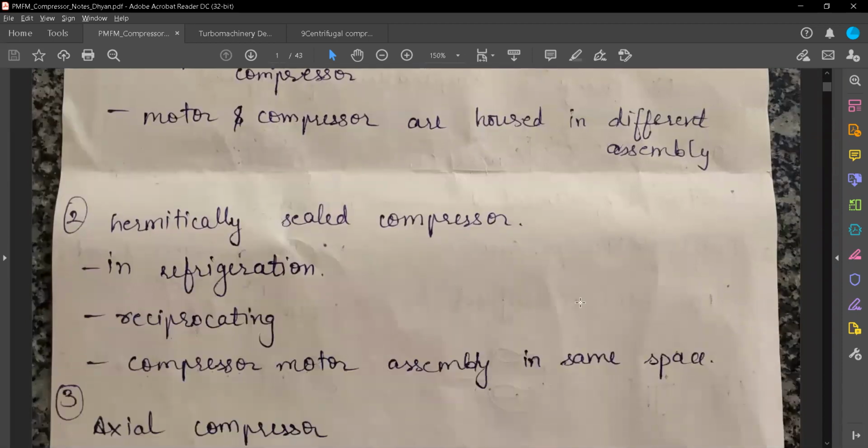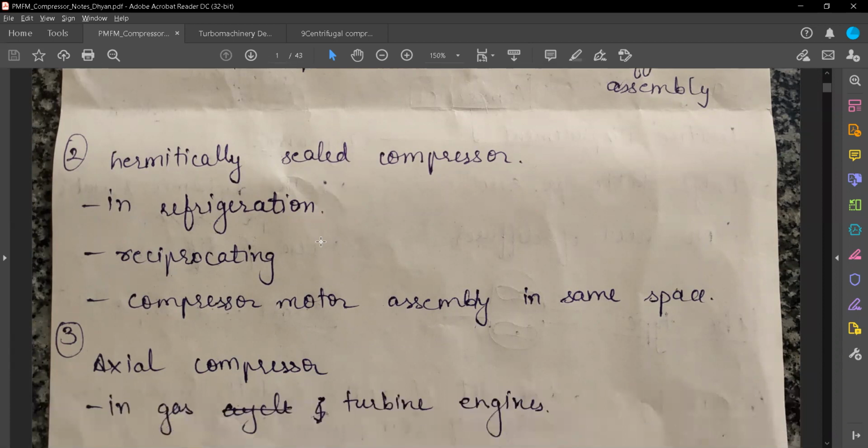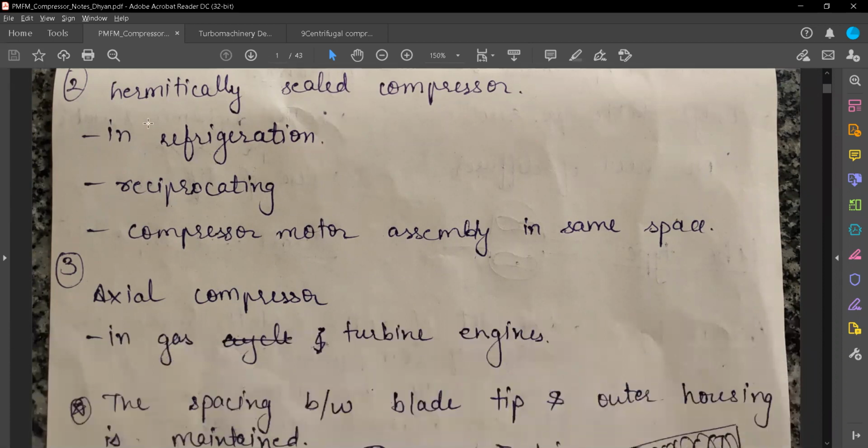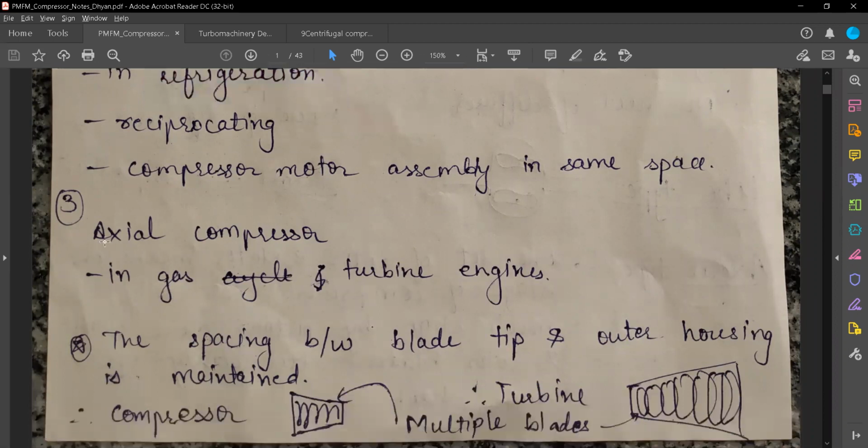So this will look like a very closed sealed pack assembly, generally black in color, and a small 1 feet by 1 feet in size. And they are not generally very large. They are generally used in refrigeration. And third is the axial compressor.